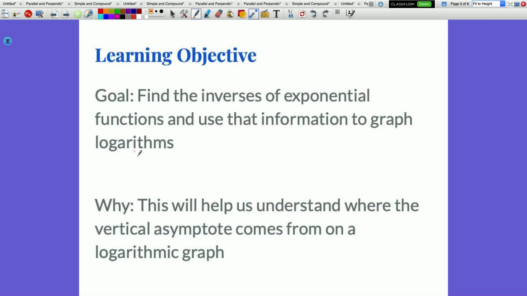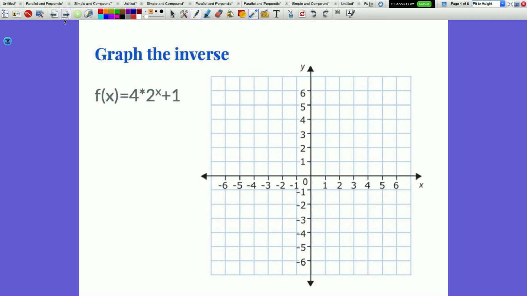Here we go. Goal for today is to find the inverse of exponential functions and use that information to graph logarithms. Why are we doing this? This will help us understand where the vertical asymptote comes from on a logarithmic graph. So, graph the inverse. Well, let's graph the original function and the inverse.